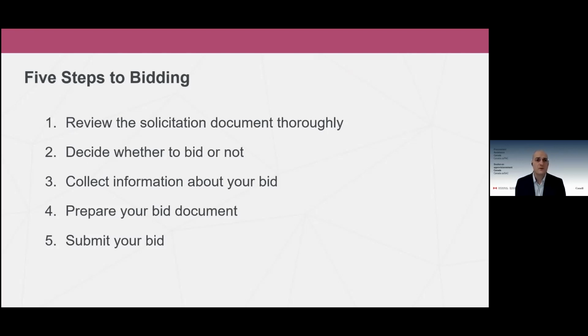So the 5 steps for bidding for the federal government. First, review the solicitation document thoroughly. We'll go through them with you. Second, decide to bid or not. It seems silly, but it's a really, really good question you have to ask yourself. Then collect information about your bid, prepare your bid, of course, and submit your bid.